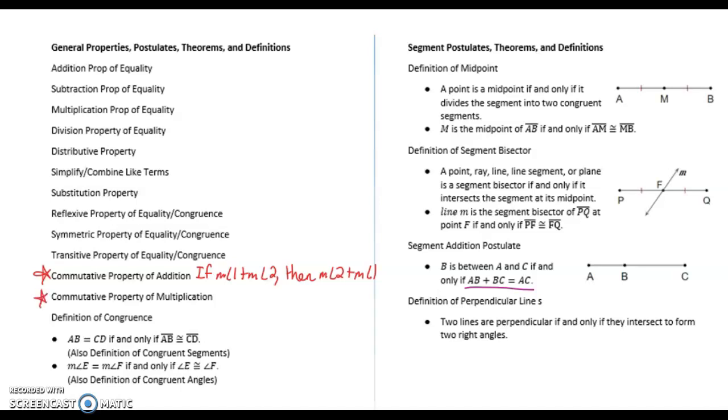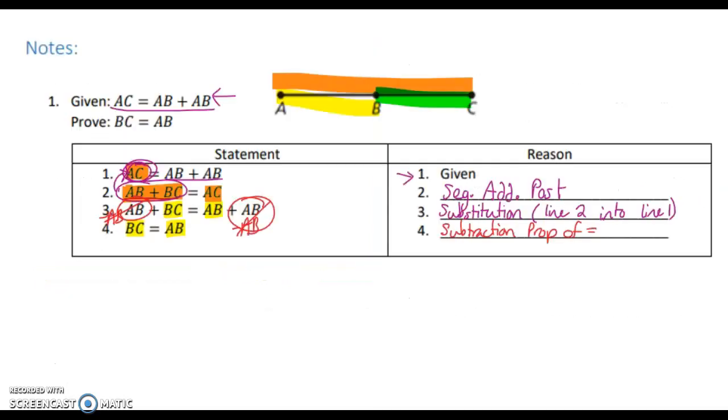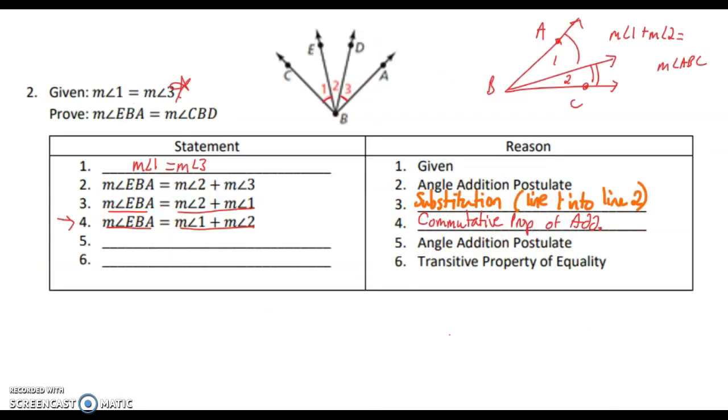And then it works for multiplication also. So if 3 times 5 equals 15, then 5 times 3 also equals 15. So you can swap the order you multiply things in, and it's fine. So that's what the commutative property of addition says. Okay, so they just switched the order of 1 and 2, and that's how we got to line 4.